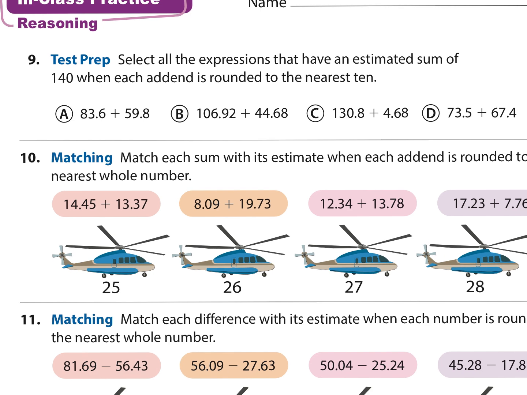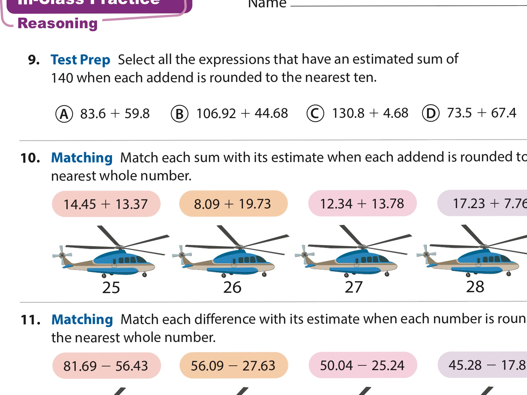Here I have an example question of what you might see on a test. Select all the expressions that have an estimated sum of 140 when each addend is rounded to the nearest 10. First of all, what is an addend? The number that you add. Yep, they're the numbers that you're adding together. So these are all addends here, all of these. Which expression, and there may be more than one, has an estimated sum of 140?